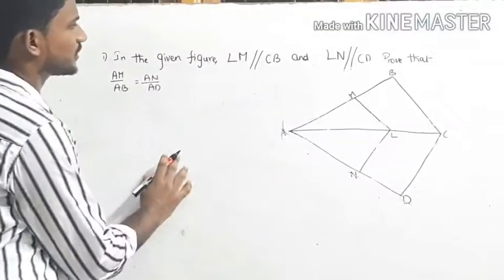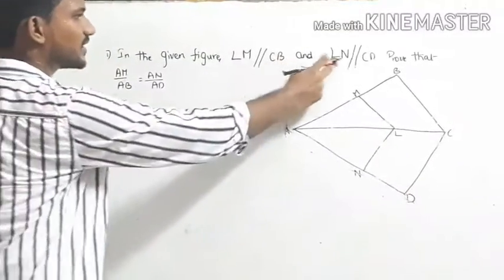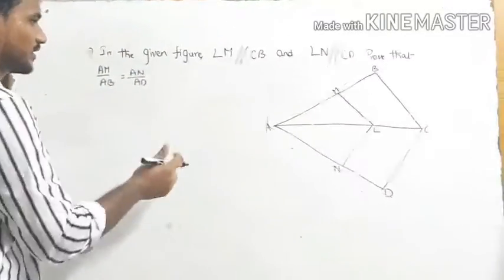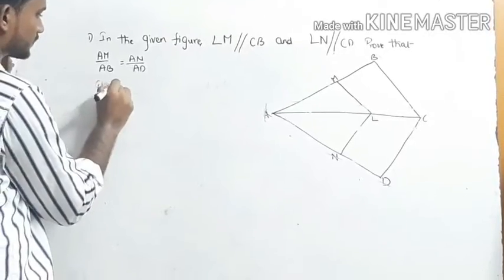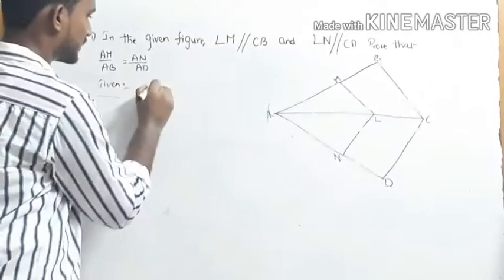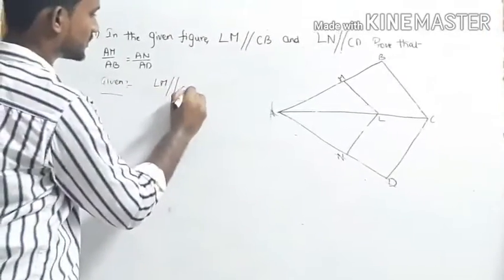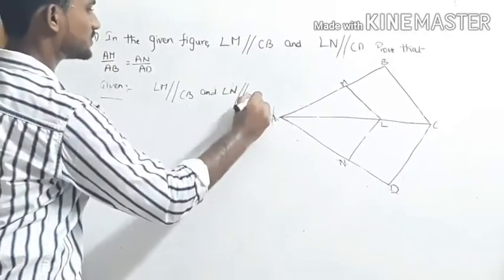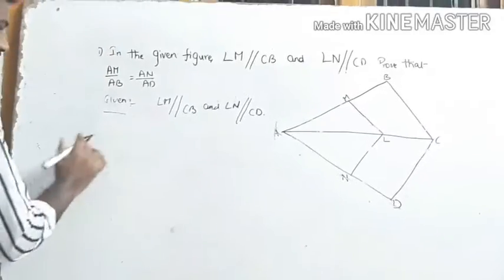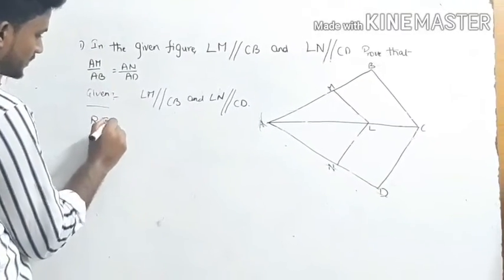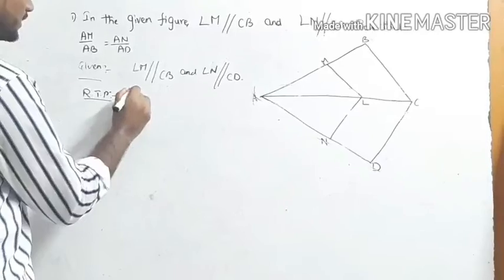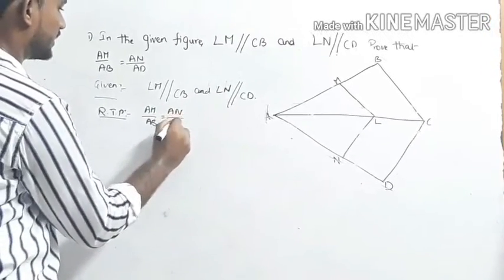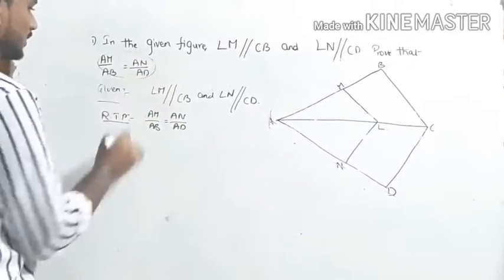Therefore, in the given figure, LM is parallel to CB and LN is parallel to CD. Prove that AM by AB equals AN by AD. First, the given: LM is parallel to CB and LN is parallel to CD. This is the given, and what is required to prove is AM by AB equals AN by AD.